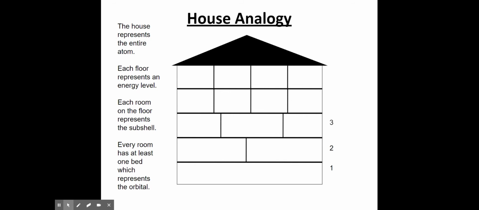So here's the numbering of each floor: 1 at the bottom, 5 at the top. One single room on the first floor is the S subshell. The second floor has an S and a P. The third floor has S, P, and D. The fourth floor has all 4 types, S, P, D, and F, and so does the fifth floor. Great.